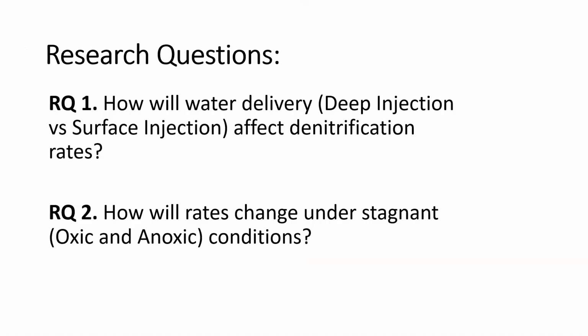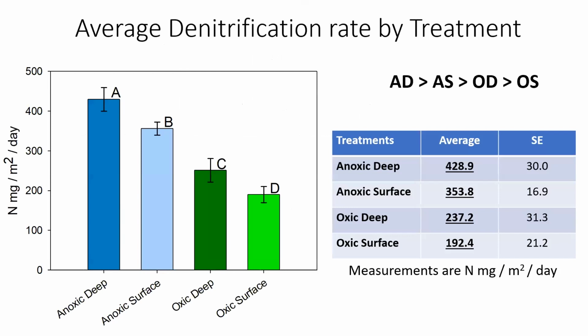Let's start addressing some of these research questions. First, how will water delivery, deep injection versus surface injection, affect denitrification rates? And then how will these rates change under those oxic versus anoxic conditions? And to do that, first I want to familiarize you with the graphs that we'll be looking at. Here on the y-axis, this is our measure of denitrification in milligrams per meter square per day of nitrogen. On the x-axis, these are our different treatment combinations.